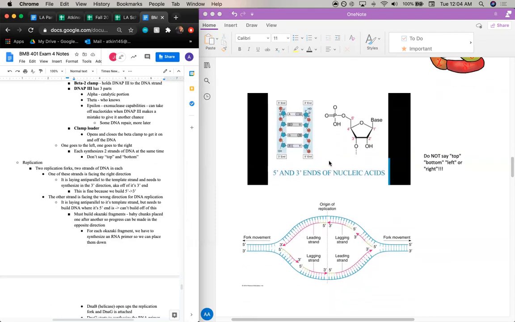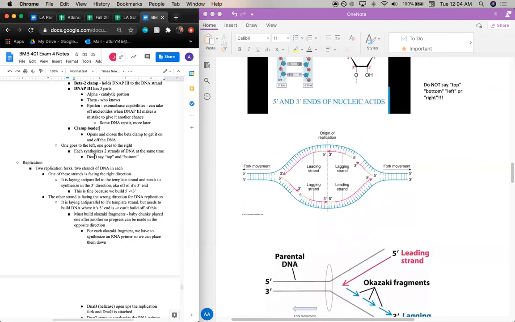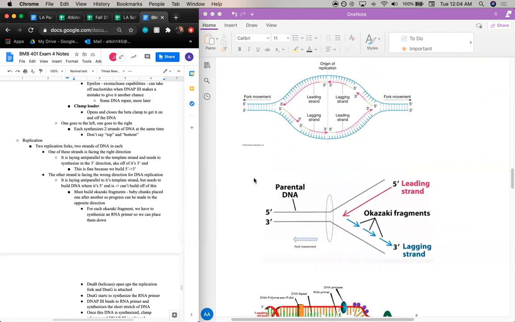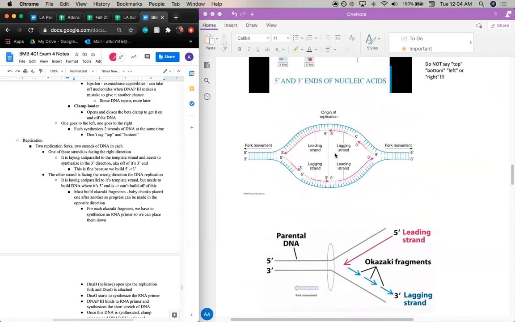Okay, finally getting to replication. So there are 2 replication forks, 2 strands of DNA in each. Okay, lots going on. One of these strands is going to be facing the right direction. And what does that really mean, right? What is the right direction here? It's going to be laying anti-parallel to its template strand, right? Because DNA lies anti-parallel to itself. One strand goes 5' to 3', the other is going to go 3' to 5'.